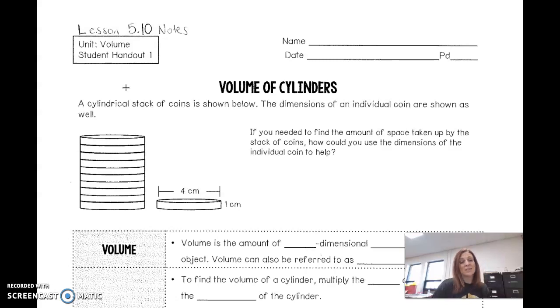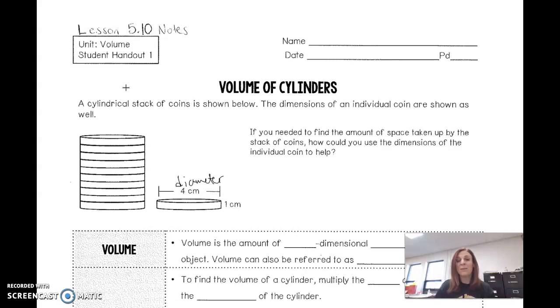Okay, so it says a cylindrical stack, we'll see how many times I can say that, cylindrical stack of coins is shown below. The dimensions of an individual coin are shown as well. Okay, so if we look across here, this right here is called its diameter. The distance all the way across a circle is its diameter. Okay, and then it's 1 centimeter high.